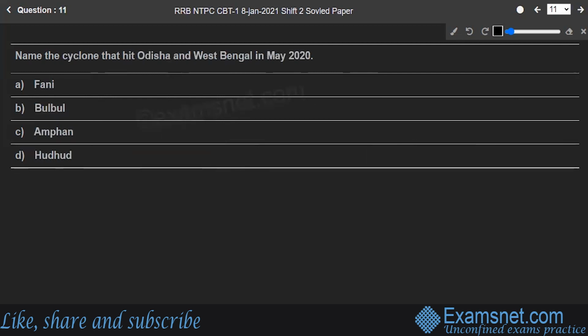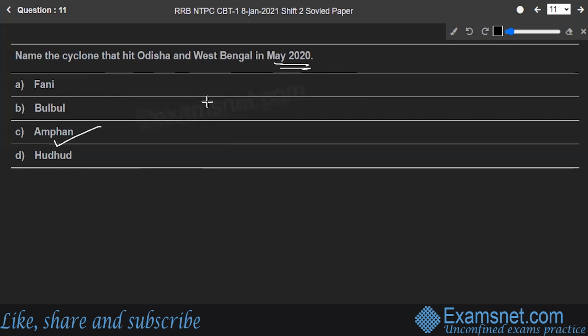Next is question number 11. Name the cyclone that hit Odisha and West Bengal in May 2020. Is it Fani, Bulbul, Amphan, or Hudhud? The correct answer is option C, Amphan. The cyclone that hit Odisha and West Bengal in May 2020 is option C, Amphan. Super cyclonic storm Amphan got its name from Thailand. The word Amphan is pronounced as Ampun, which means sky.